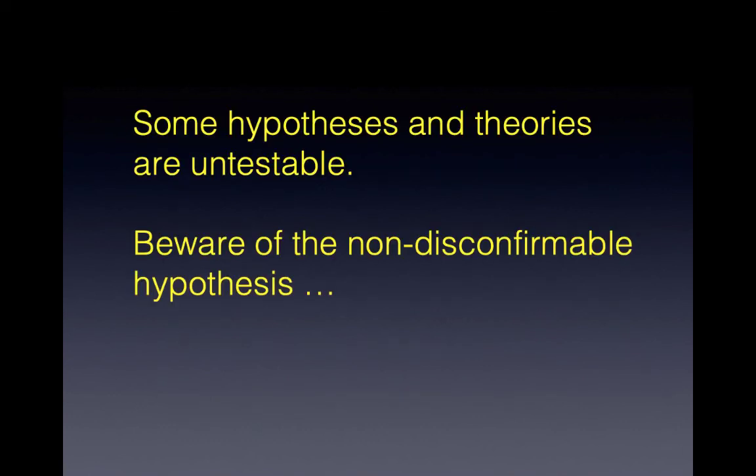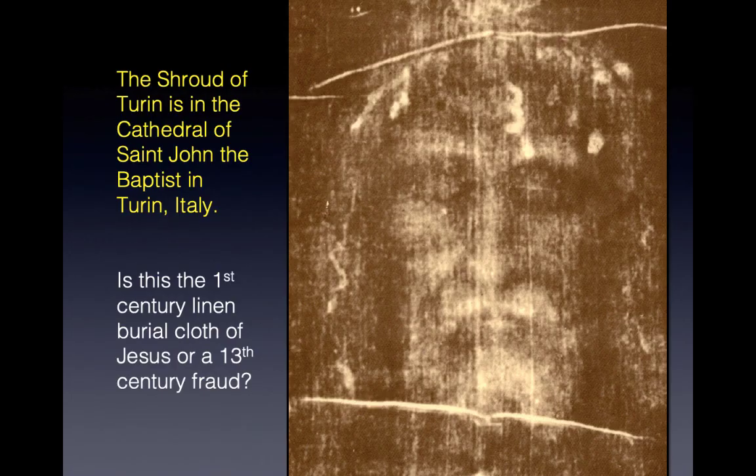Some hypotheses and theories are just plain untestable, and we want to let those go. And we do want to, I remind you, be aware of the non-disconfirmable hypothesis. One of my favorite examples is the Shroud of Turin. Surely you've heard of this. This exists in the Cathedral of St. John the Baptist in Turin or Torino, Italy. And the big issue is, is this the burial shroud of Jesus of Nazareth, who died some 2,000 years ago?